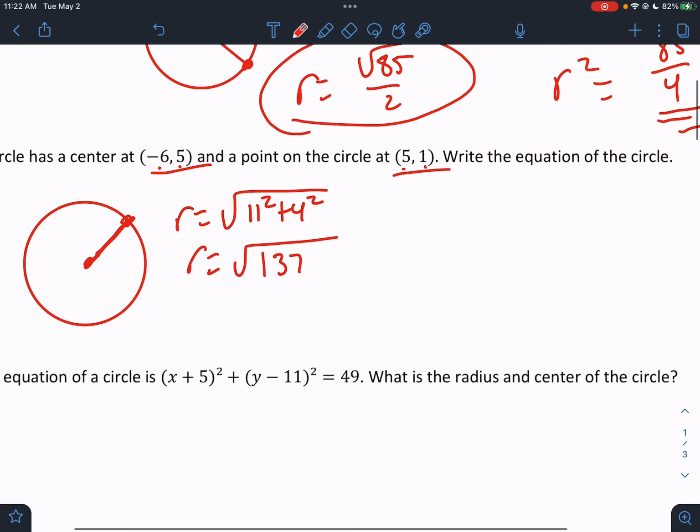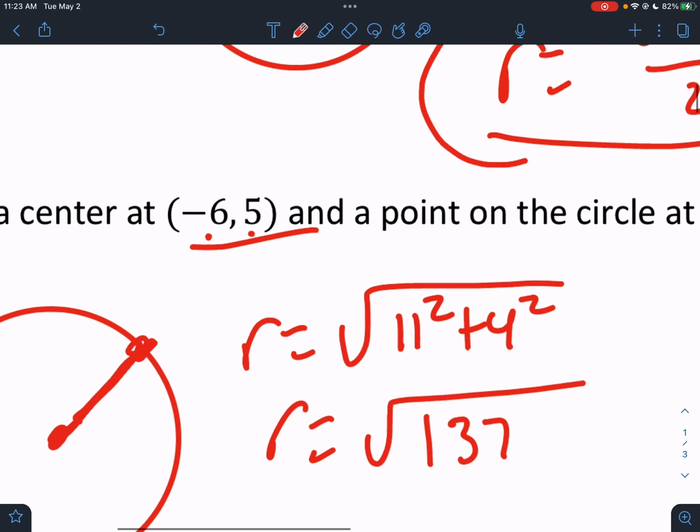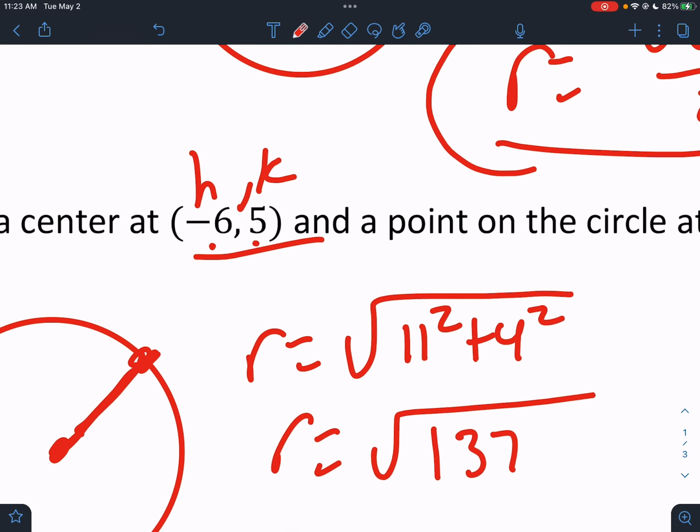Write the equation of the circle. So we know the radius. They gave us the center. This is my h and my k.